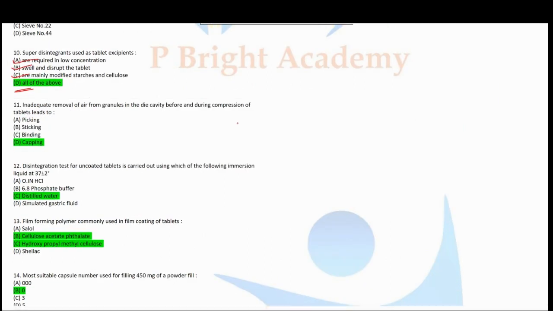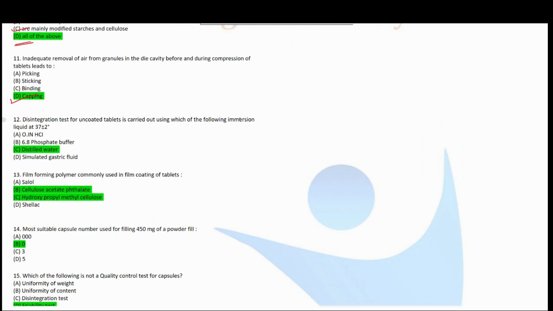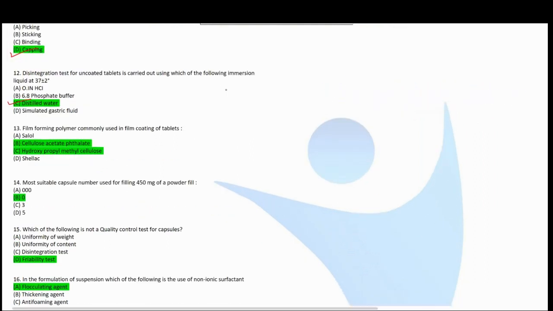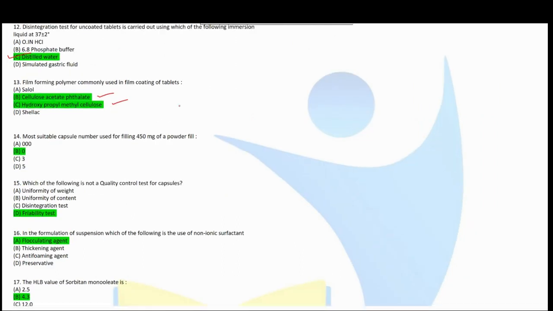Inadequate removal of air from granules in the die cavity before and during compression of tablet leads to what is known as capping. Disintegration test for uncoated tablet is carried out using which of the following immersion liquids at 37 plus or minus 2 degrees Celsius? Answer is option C, distilled water. Film forming polymers commonly used in film coating of tablet: two options seem correct, so we can check the PSC official answer. Okay, the most suitable capsule number used for filling 450 mg of the powder fill is 0.